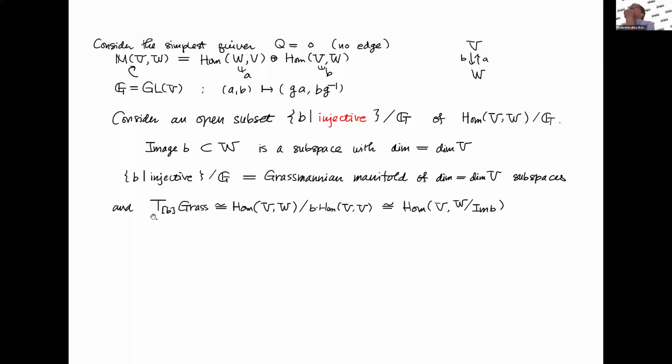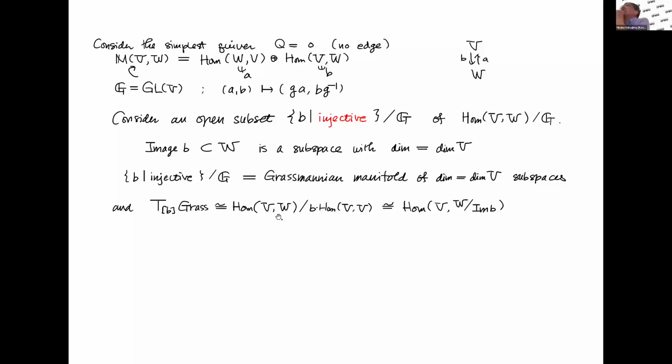And also the tangent space of the Grassmannian manifold at the point through the orbit through B is, as I said, the quotient of the tangent space of the original space divided by the tangent space to the orbit. So in this case, the original space is this second component I chose, and we divide by B times the space. So this Hom(V, V) is the tangent space of this group at the identity element, and you multiply by B. Okay, this is a tangent space of it.